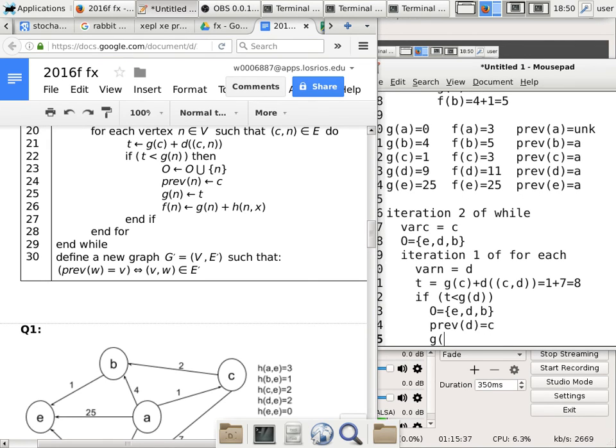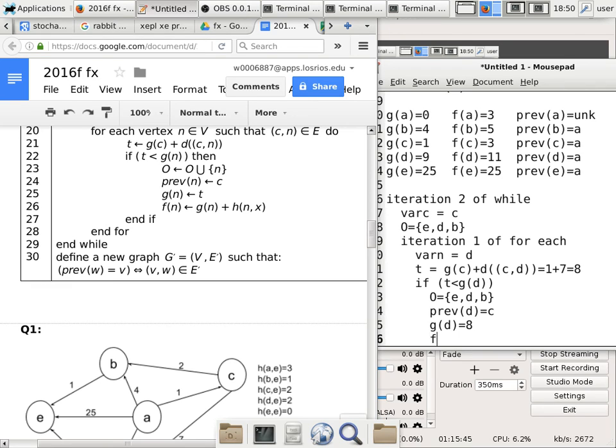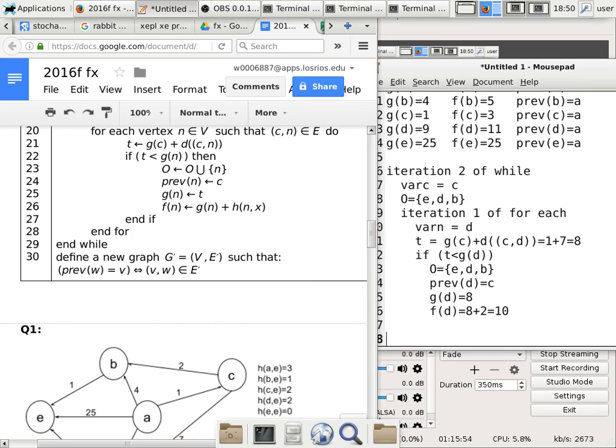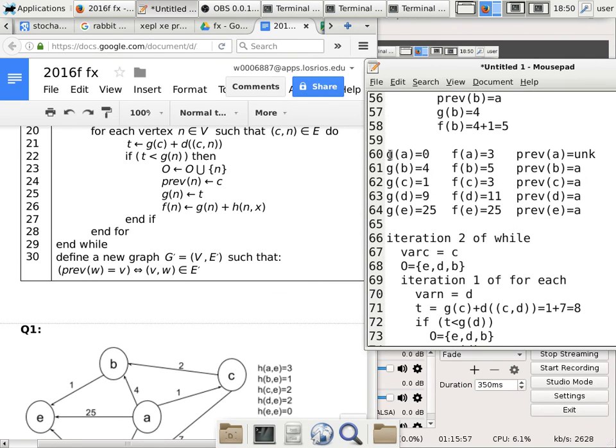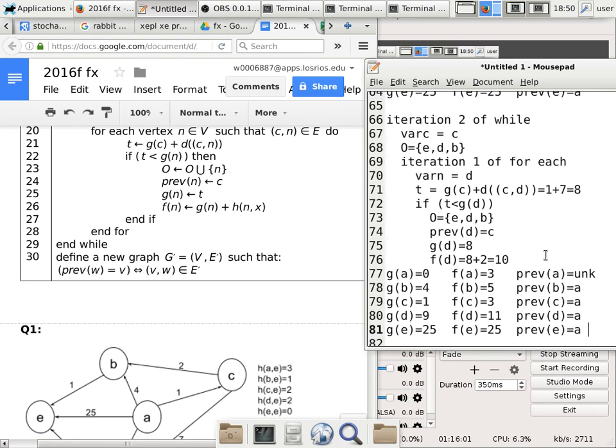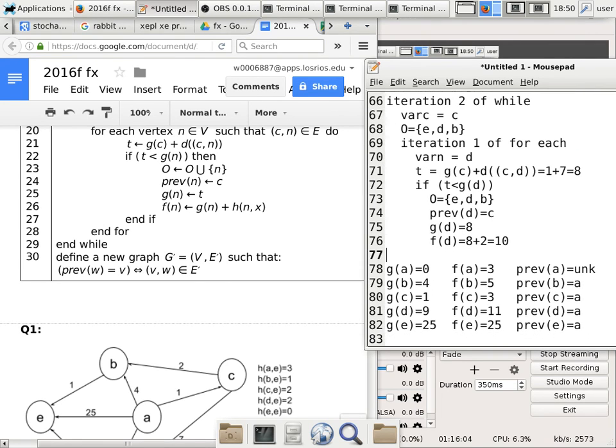We also have to update G of D. So G of D is just updated to T, which is 8 in this case. And then F of D is 8 plus the heuristic to go from D to E, which is 2. So that is now 10, which means we have to look at these numbers and update these. So let me go ahead and copy and paste, and then fix the values that we just changed. So G of D is 8, F of D is 10, the previous of D is now C.